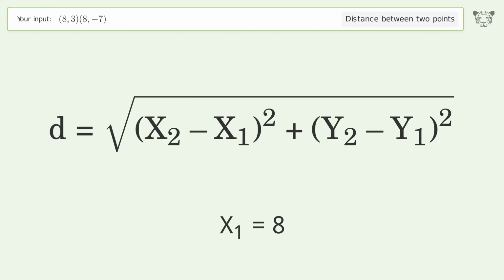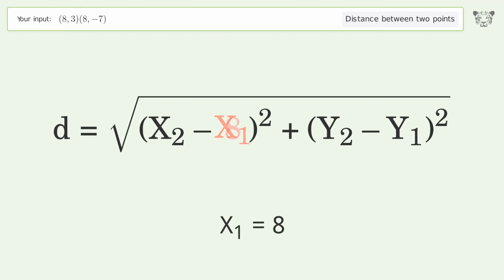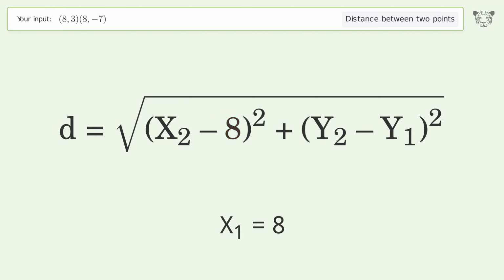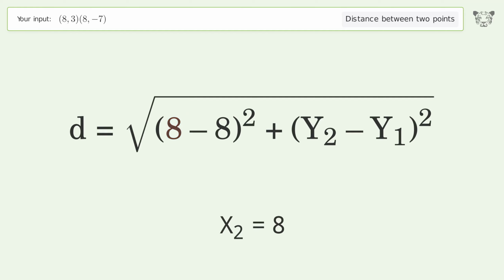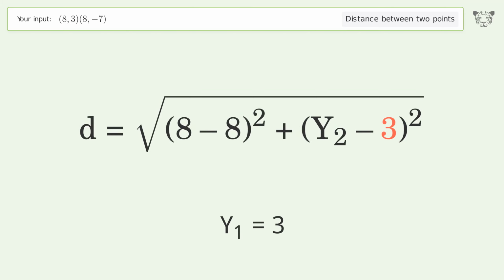x1 equals 8. x2 equals 8. y1 equals 3. y2 equals -7.